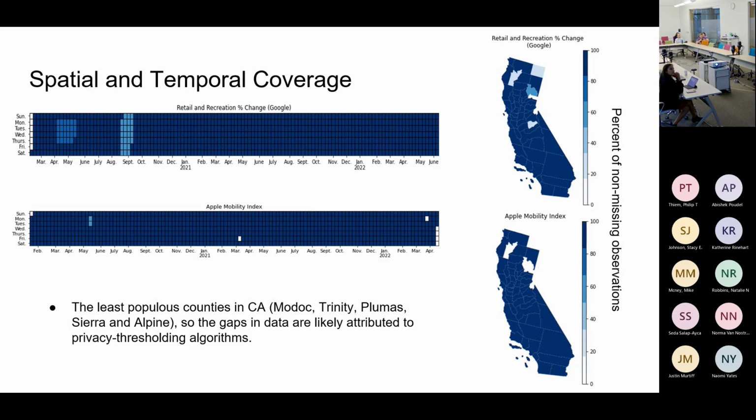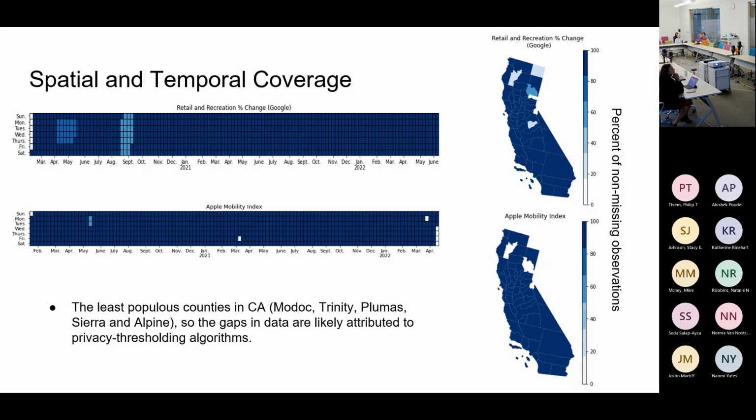We geographers are interested in the temporal and spatial coverage of our data. What you see here are two representations of that. The color intensity denotes the number of non-missing observations in the data. First of all, in terms of the temporal coverage, we see a relatively fixed coverage for Apple data. There are some gaps in Google data in September of 2020. That's associated with the changes in the methodology that they've had.